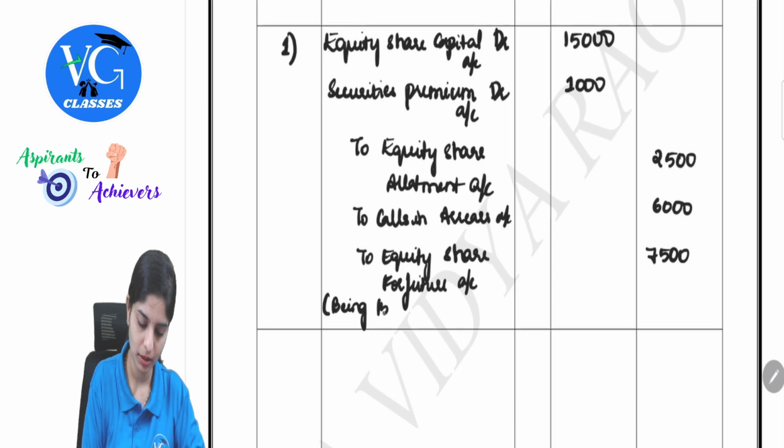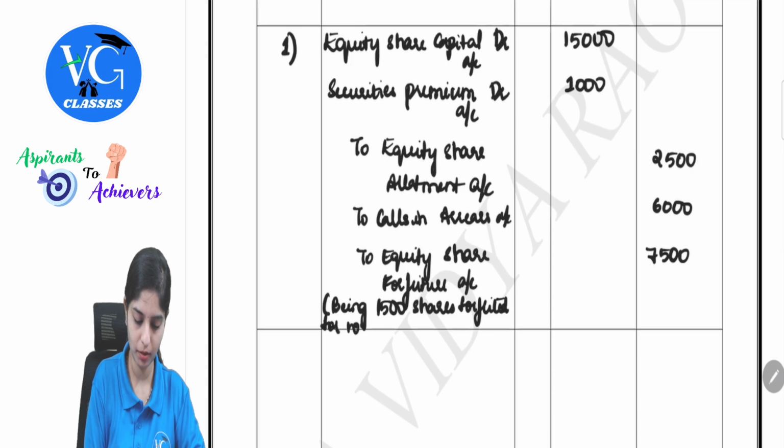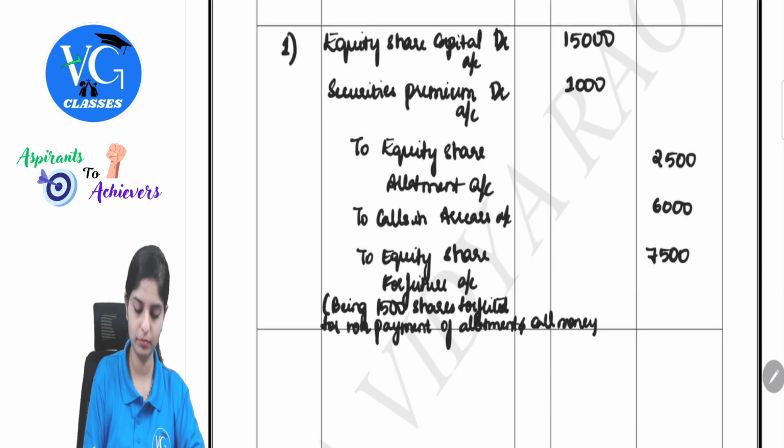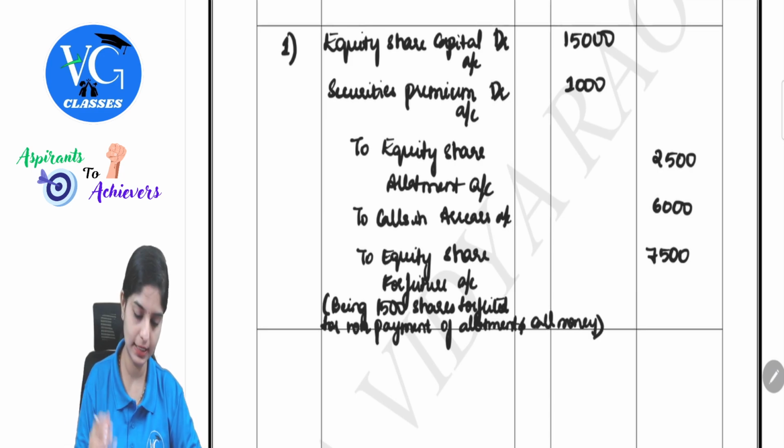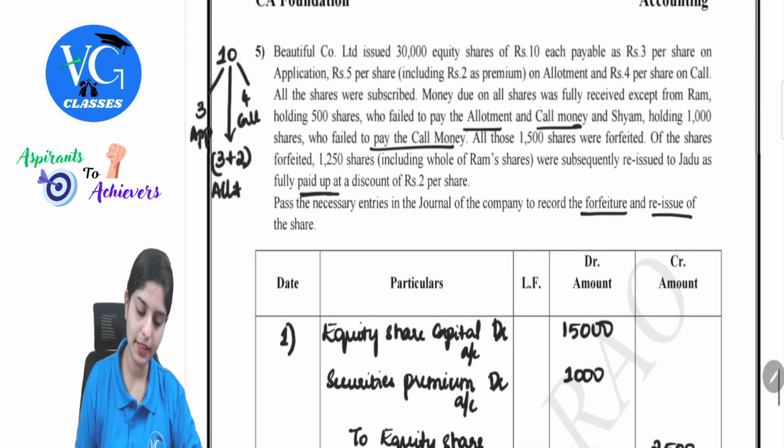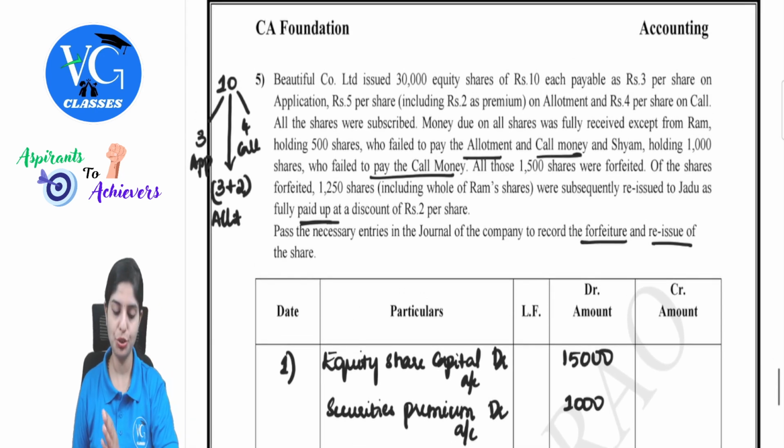Being 1,500 shares forfeited for non-payment of allotment and call money. Clear with this? Next. So next entry would be with respect to reissue.